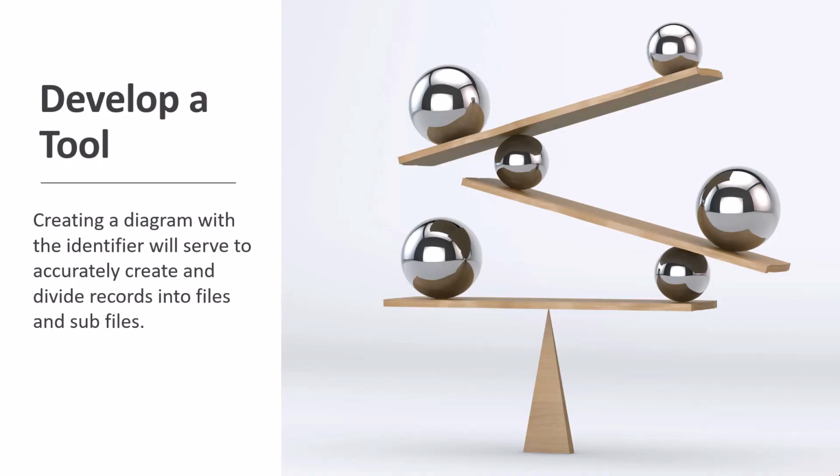Develop a tool. The model will work as an efficient tool, but creating a diagram with the identifier will serve to accurately create and divide records into files and subfiles. These diagrams can be developed using record management software, or they can be created manually. The model and diagram will help create, capture, and maintain records. The model and diagram may demand a shift in the process and affect the final outcome of the system.